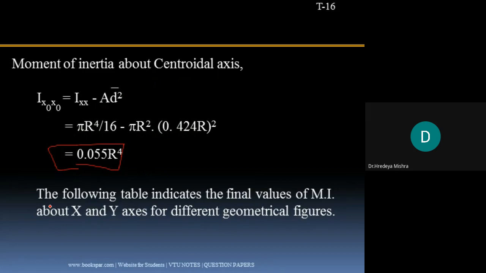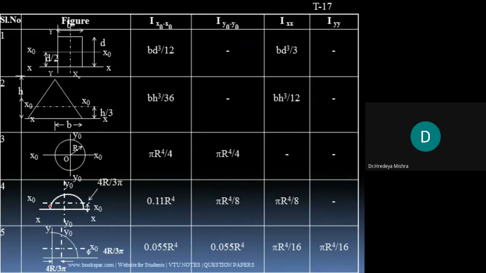The following table indicates the final value of moment of inertia about the x and y axes for the different geometrical shapes. See here. Okay, so this is for the rectangle, parallel x axis, parallel y axis, Ixx and Iyy. So here you can see. Now for the triangle, see, this is for the rectangle, this is for the triangle.